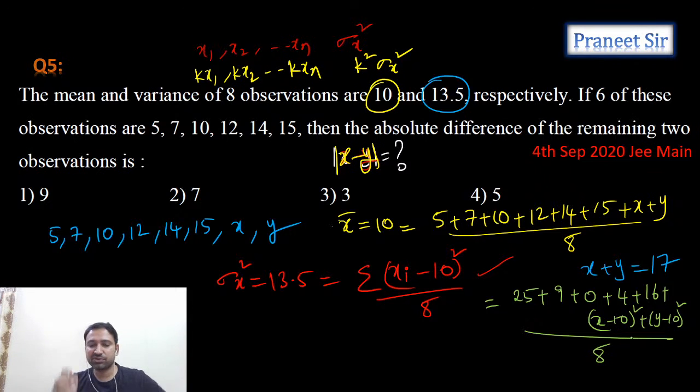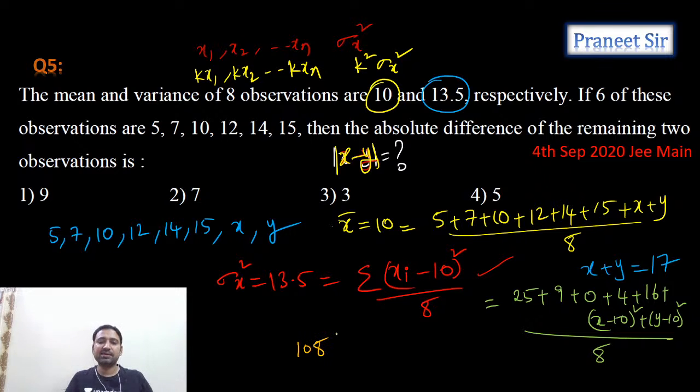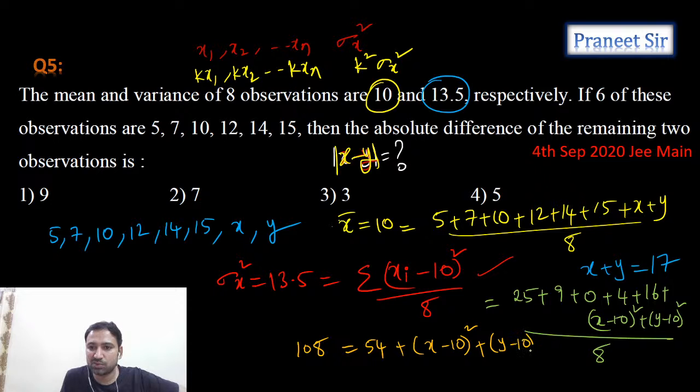Now let's cross multiply this. When you cross multiply, 13.5 into 8 is 108, right? Is it correct, guys? 8 times 13.5, 108 or not? Yes, 108. So 108 is equals to 25 plus 9, 34, 34 plus 20, how much? 54. 54 plus (x minus 10) whole square plus (y minus 10) whole square.